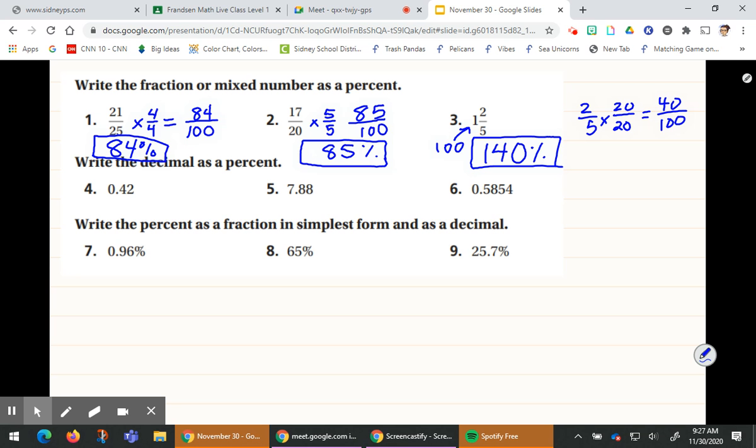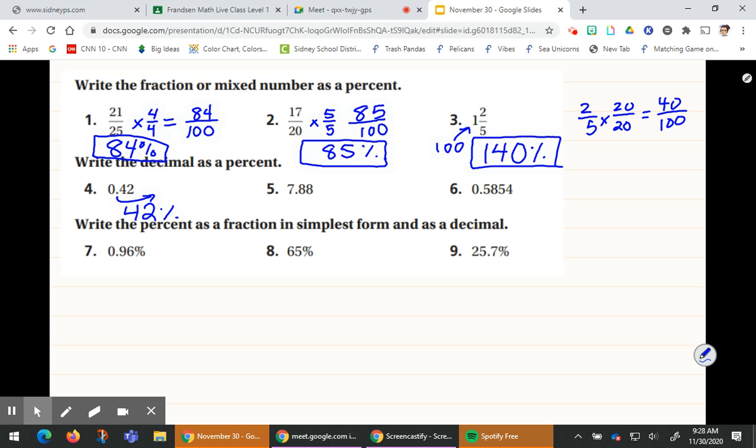Well, the next ones are easy. Okay, if you're given a decimal and you're told to change it to a percent, which direction does the decimal travel? To the right. How many places? 2 places. So my decimal's here and it needs to move that direction 2 places. So our answer for number 4 is 42%.